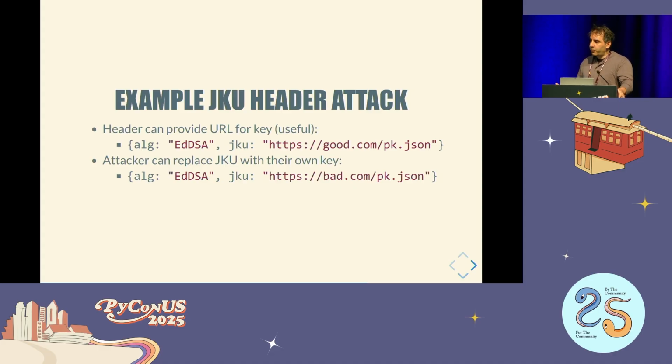That's why you don't want to just blindly trust whatever you see in the header and the JKU. You only want it to choose from a list of things that you've decided is valid. Again, don't trust the header, validate against the whitelist.